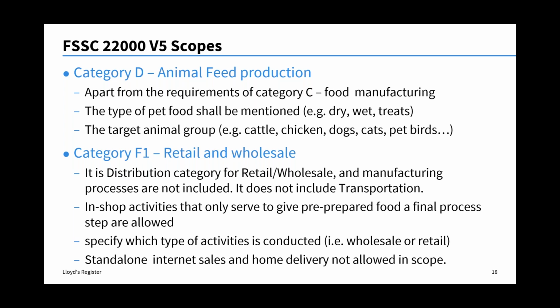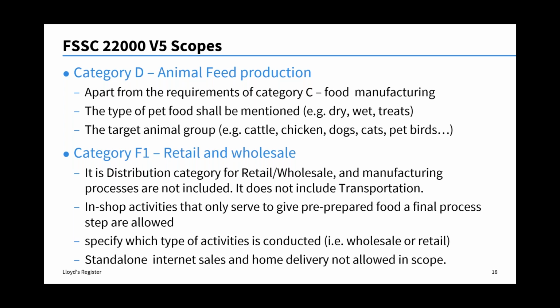For category F1, which is retail and wholesale, it is a distribution category for retail wholesale, and manufacturing processes are not included in category F1. But if there are some in-shop activities which serve pre-prepared food with the final process steps, for example, grilling, bake off, cutting, then this can be mentioned in the scope statement.